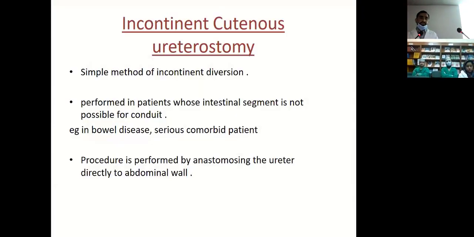Incontinent cutaneous ureterostomy. It is the simple method of incontinent diversion, performed in patients in whom an intestinal segment is not possible for the conduit, for example in bowel disease or seriously comorbid patients. The procedure is performed by anastomosing the ureter directly to the abdominal wall.